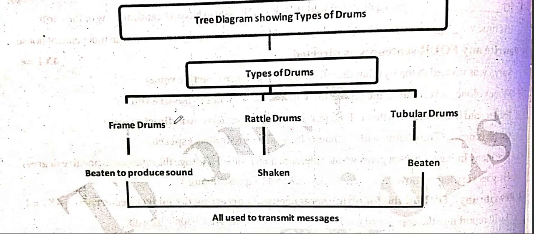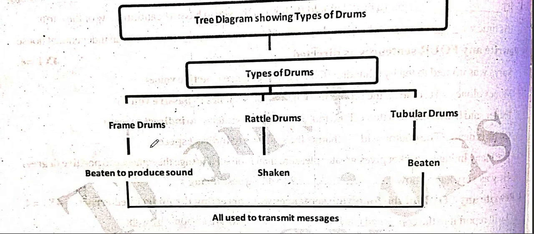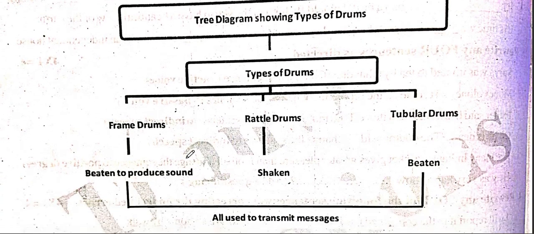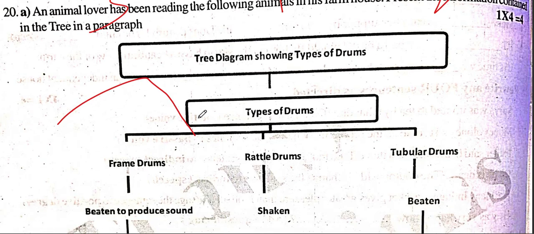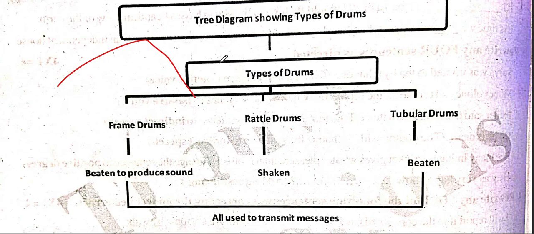Now the last question, the tree diagram needs to be converted into a paragraph. So basically I think, because I also take classes, this has been inverted. Actually in your book you will find a paragraph and you need to transfer it into a diagram, and this is the diagram of that paragraph. Here we have an inverted question. Anyhow, if it comes in your examination, we can describe it in this way.